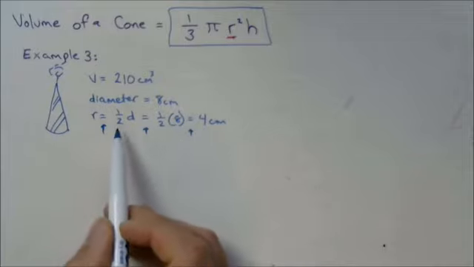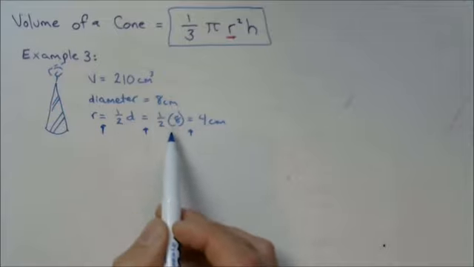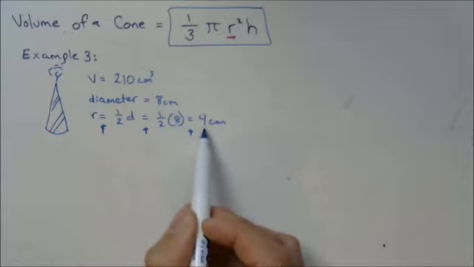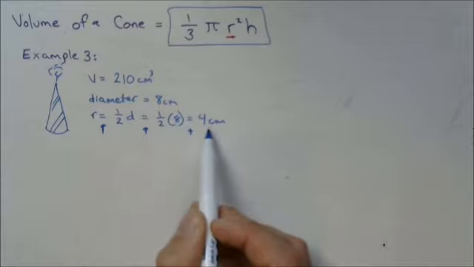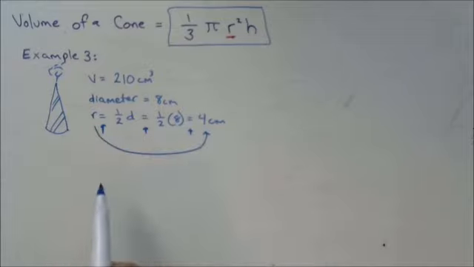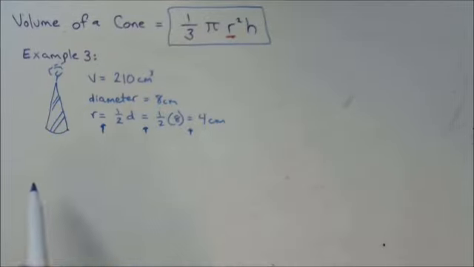So radius is 1/2 diameter. In this case, d is 8, so this one's also true. And 1/2 of 8 is 4. So 1/2 of the diameter is also 4, and radius is also 4. If I can't say that this is equal to that, then I can't use equal signs in between, okay? Make sure that we're using true statements in math.